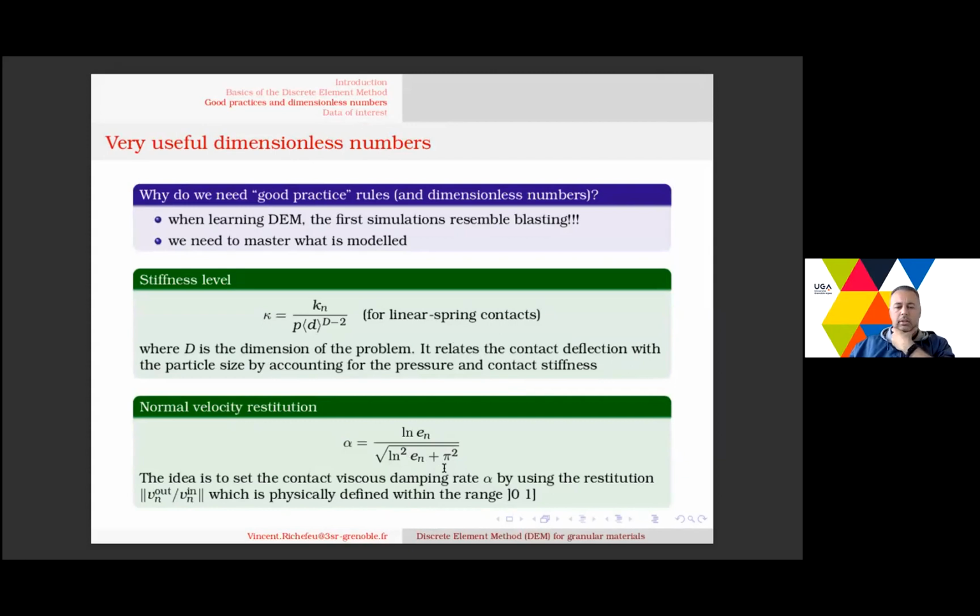Maybe I continue a little, and then I will go to a piece of code which is a little bigger. So when we make DEM simulations, we need what I call good practices. To practice these good practices, we need to rely on these dimensionless numbers.